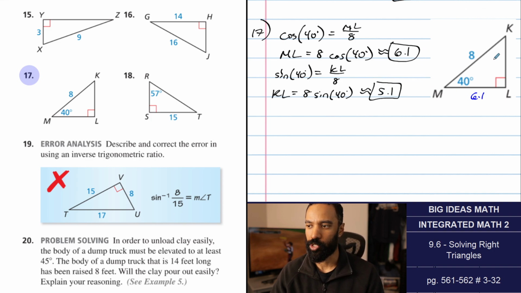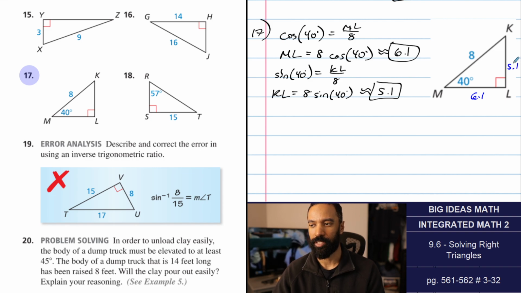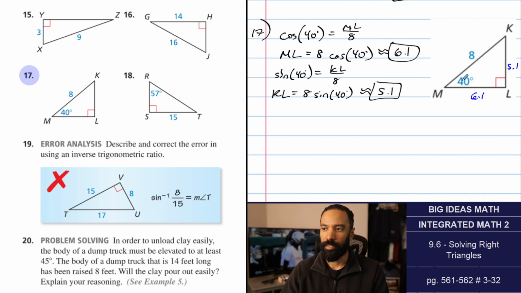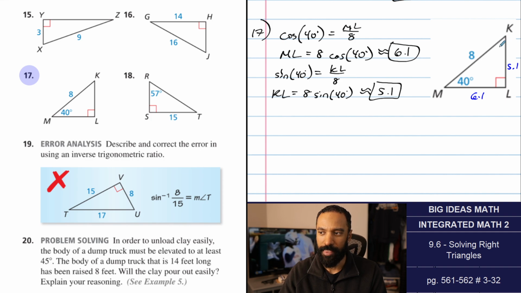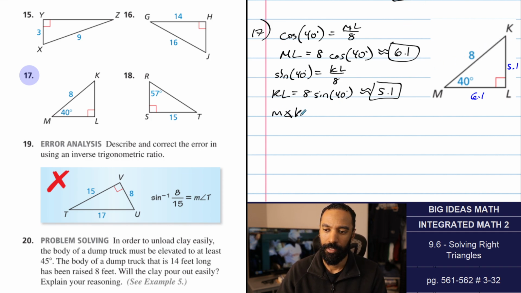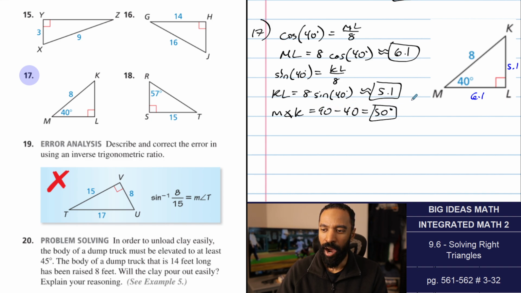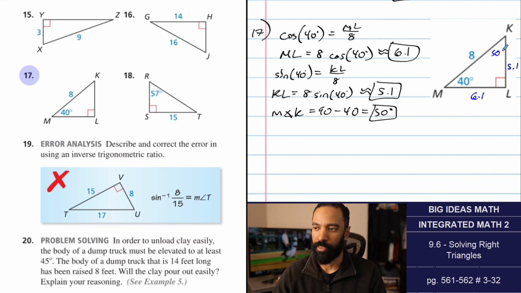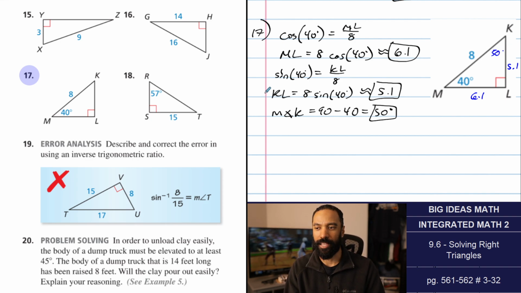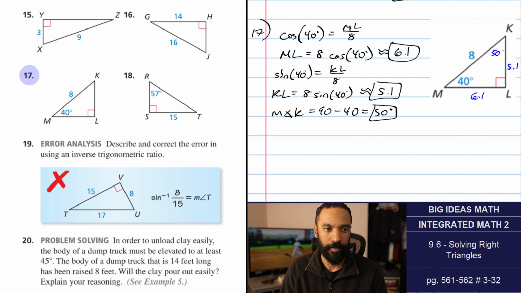So I guess 6.1 squared plus 5.1 squared gets you pretty close to 8 squared. Now, I've almost solved it all. I still need to find this angle right here. That's going to be 90 minus 40, which is 50. I could have solved that one first, and I think for the next problem I will if it's set up like that. But that solves the triangle.